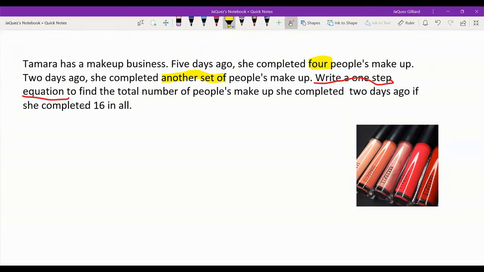Direction says write a one-step equation to find the total number of people's makeup she completed 2 days ago, if she completed 16 in all. So remember, in all means it's going to be equal. So let's go ahead and set this up. So we're going to start off with 4. That's how many people she did 5 days ago. And then 2 days ago, she completed another set. So for another set, we're going to say let any variable, let's just say let X equals another set.